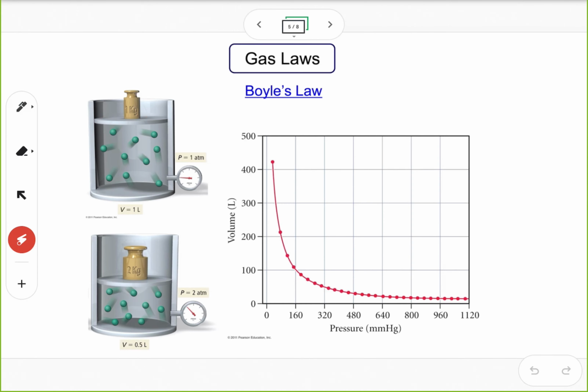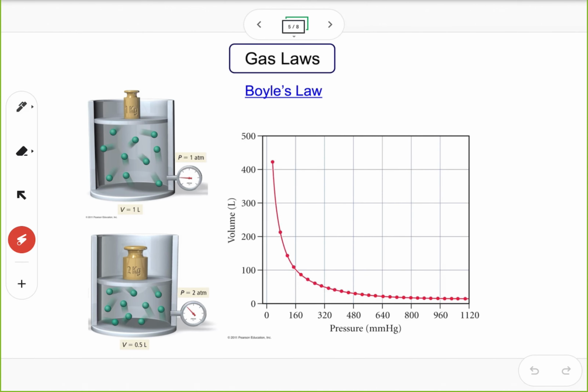Now, you replace the 1 kilogram weight with a 2 kilogram weight, then you compress the volume of the gas from 1 liter to half a liter. If you take a look at the pressure data, you realize that the pressure will increase from 1 atm to 2 atm. So it looks like the smaller the volume, the higher the pressure. This picture reflects a basic connection between pressure and volume.